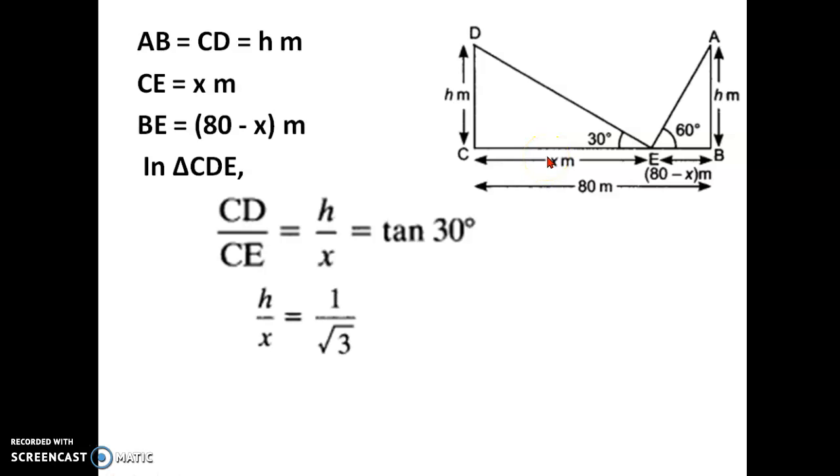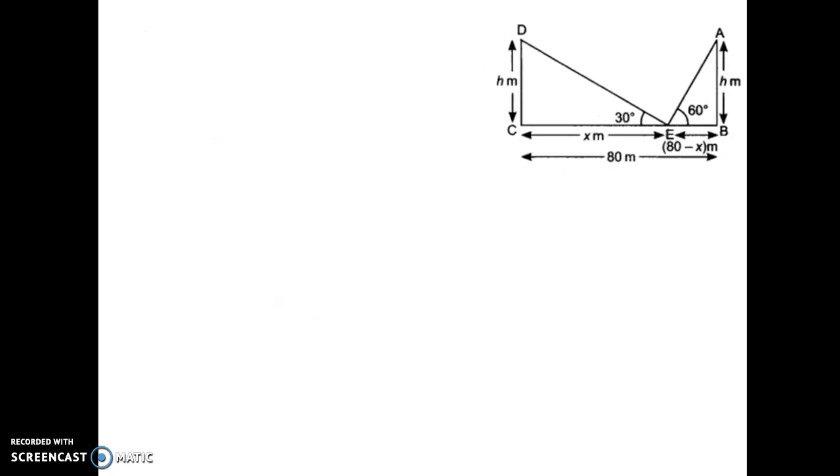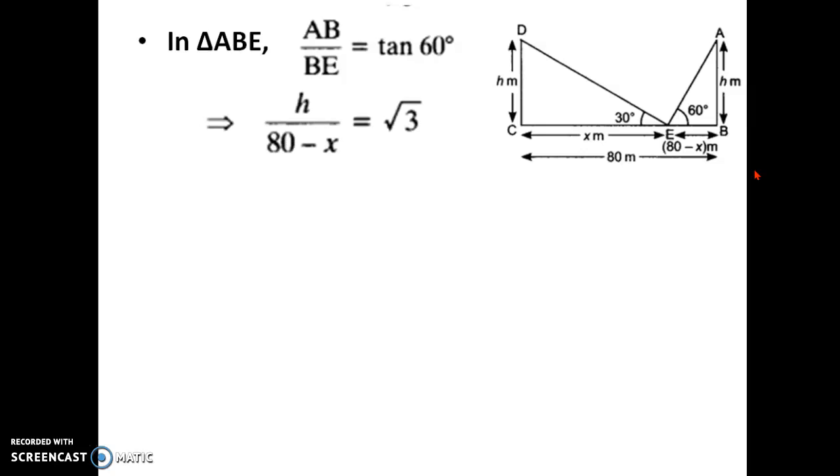So what is tan 30? It is 1 by root 3. So you can make X equal to root 3 H. Now taking the other triangle ABE, in that tan 60 equals AB by BE. So what is AB? It is H, and BE is 80 minus X. So tan 60 is root 3.